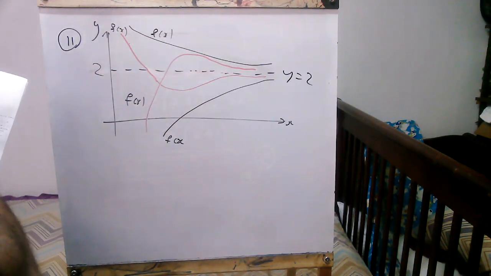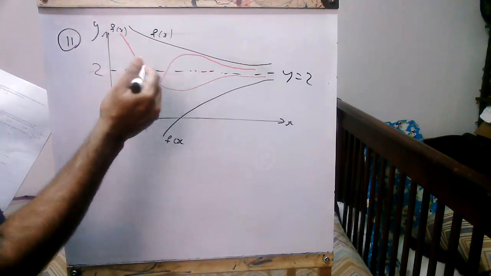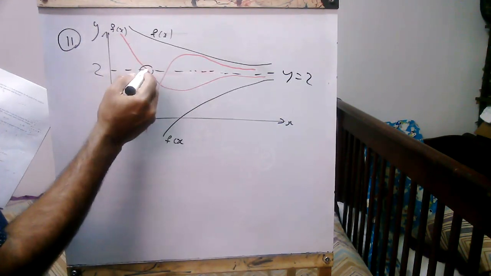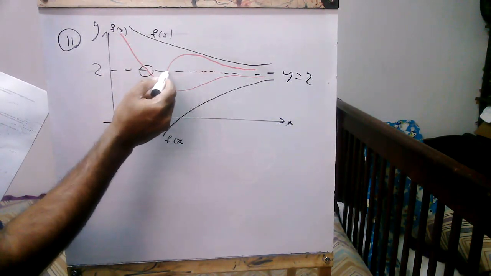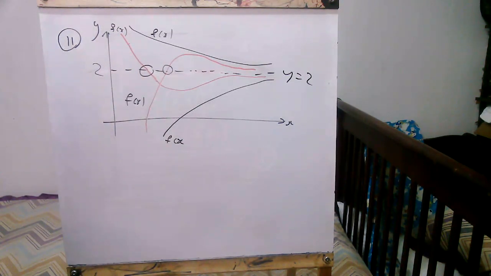If it crosses this line y equals 2, at this point f(x) equals 2, and at this point f(x) equals 2. It can be. The choice says f(x) cannot equal 2 for all x greater than 0, which is wrong. Therefore, we neglect that answer.